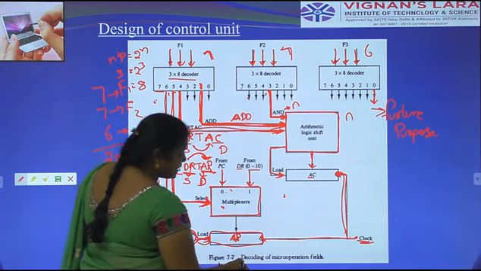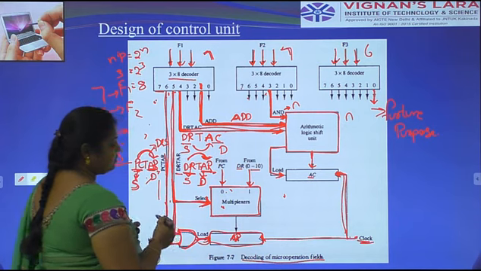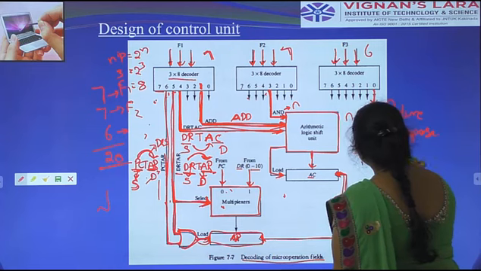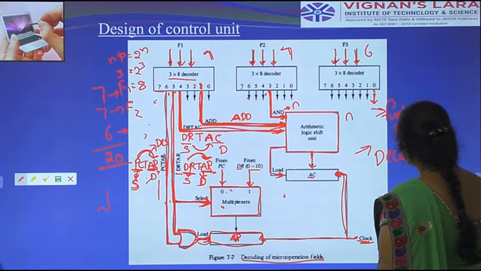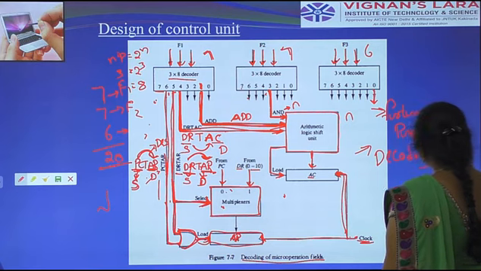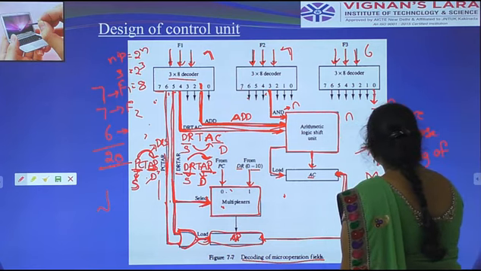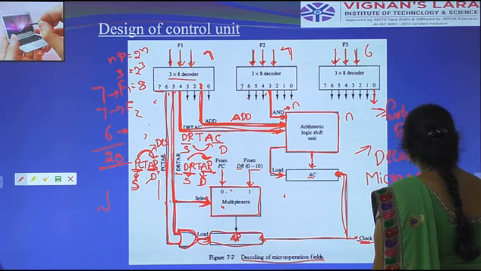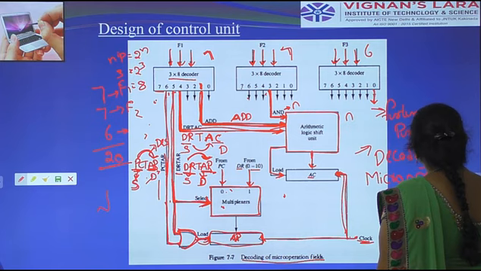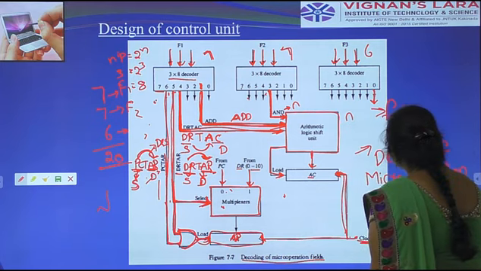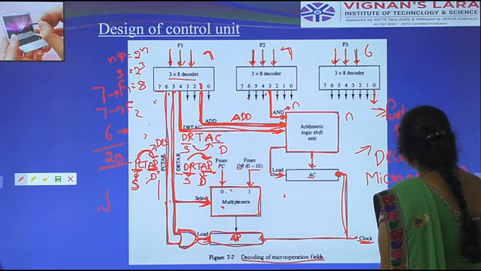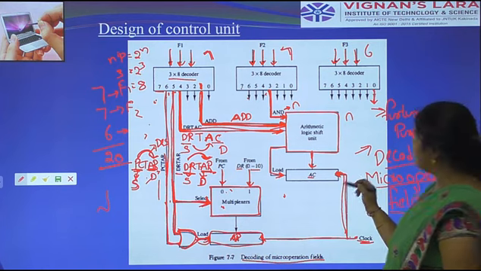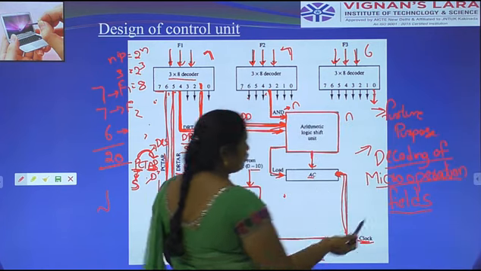This figure is named decoding of micro operation fields. Here they contain 3 fields, F1, F2 and F3. Decoding of micro operation fields.